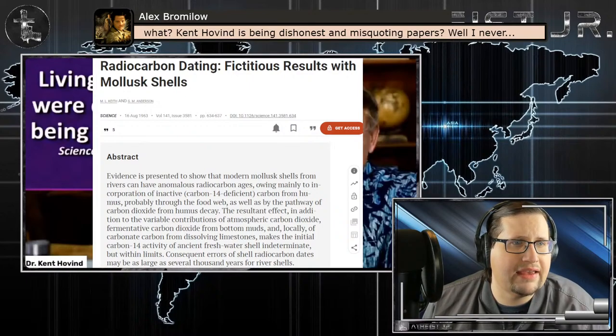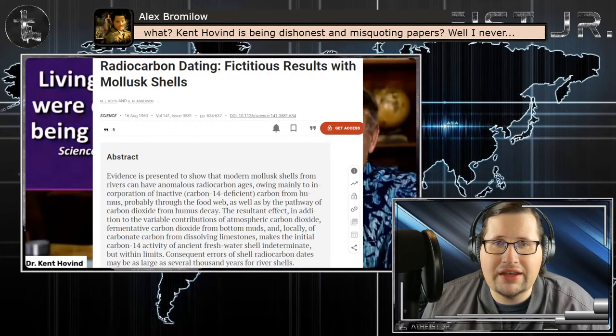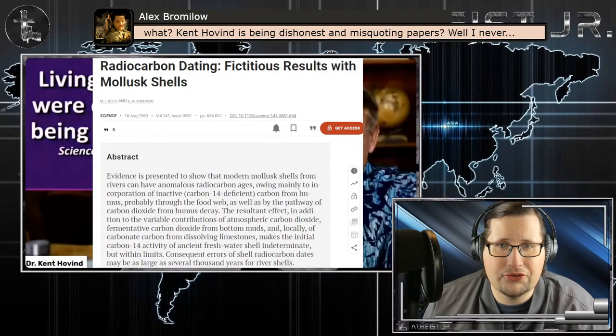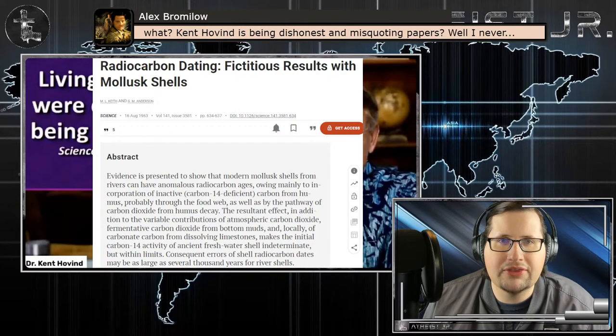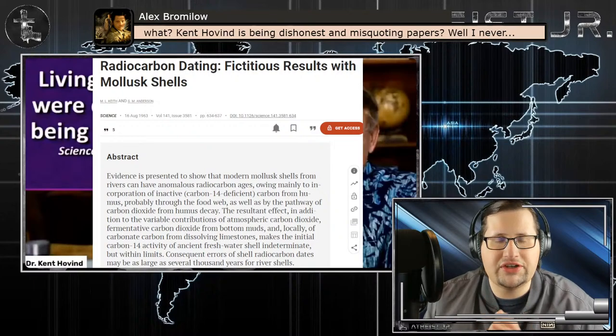from humus decay. The resultant effect, in addition to the variable contributions of atmospheric carbon dioxide, fermentative CO2 from bottom muds, and locally of carbonate carbon from dissolving limestones, makes the initial C14 activity of ancient freshwater shells indeterminate but within limits. Consequent errors of shell radiocarbon dates may be as large as several thousand years for river shells. So we know that it doesn't work on mollusk shells or any sea-breathing creature because they don't get their C14 from the air. Also, you would never use carbon-14 on a living creature.